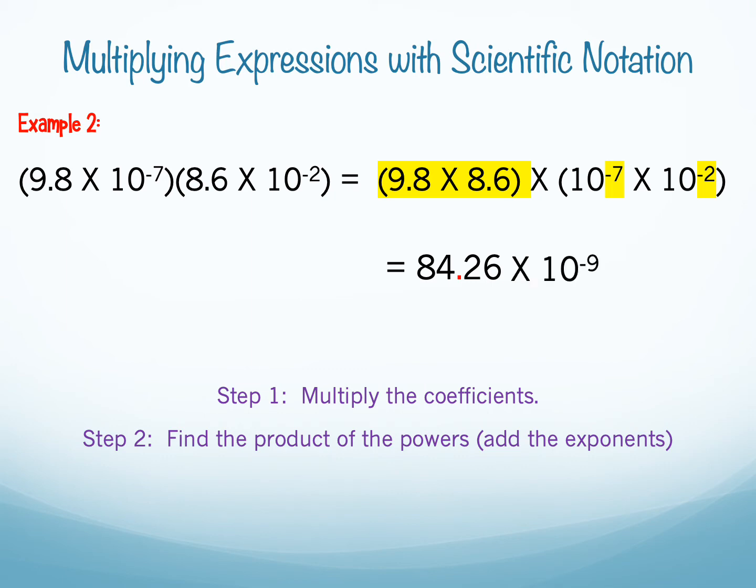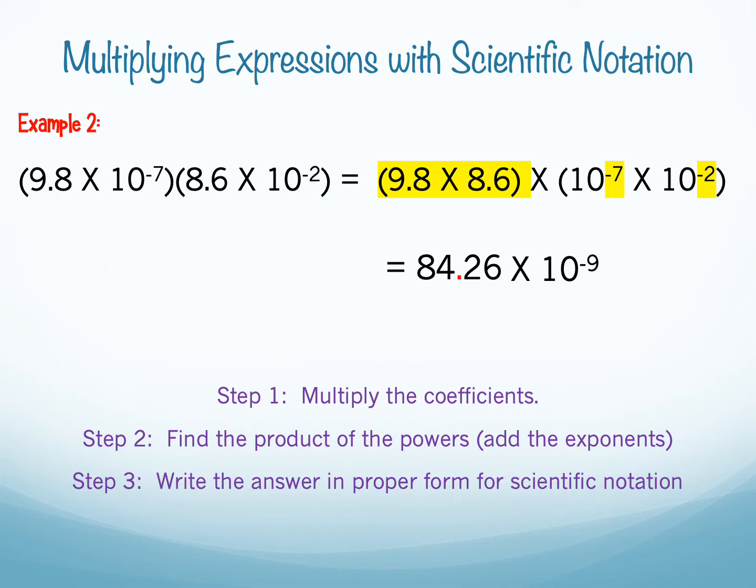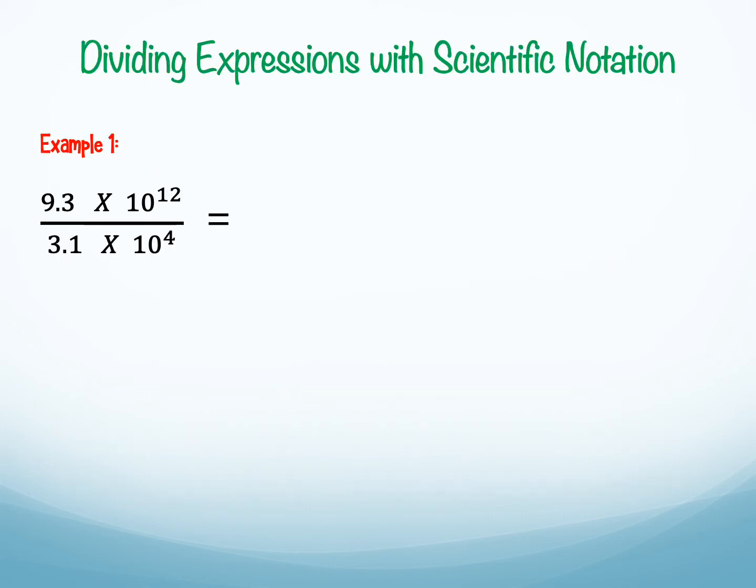negative ninth. Notice again that this is not in proper form. So we have to write the answer in proper form by moving the decimal point back one place. We add 1 to the exponent, and we get 8.426 times 10 to the negative 8.